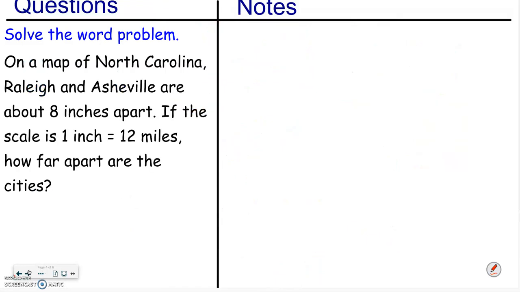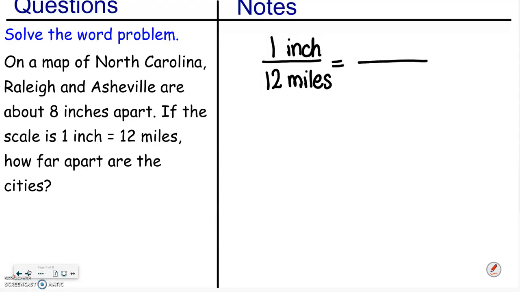All right, now we're going to switch over to some word problems. On a map of North Carolina, Raleigh and Asheville are about 8 inches apart. If the scale is 1 inch equals 12 miles, how far apart are the cities? Well, the scale is going to tell us one side of our proportion. So 1 inch is the same as 12 miles. Then on the other side of our proportion, I've got 8 inches. They're 8 inches apart.